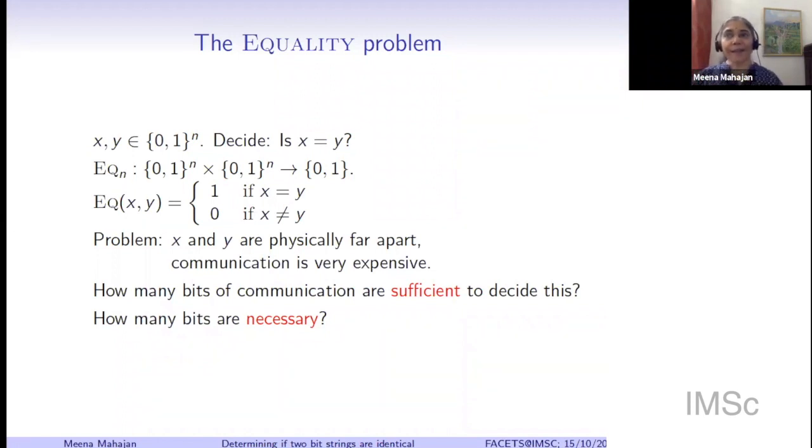The two files are n bits long each. How many bits are sufficient? How many bits are necessary? We would like to answer both these questions and see whether they match up. Do we know how to solve the equality problem using exactly the number of bits that are known to be necessary? So, is there a gap between necessary and sufficient is the question we want to address.